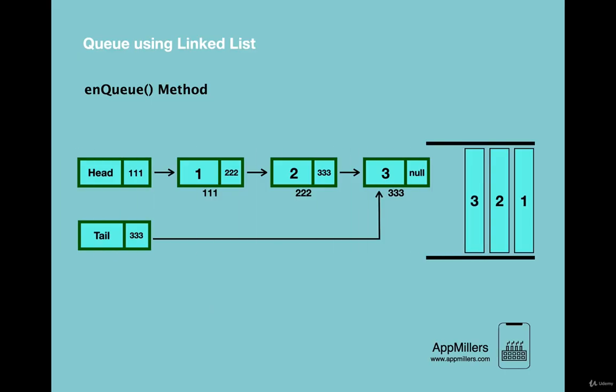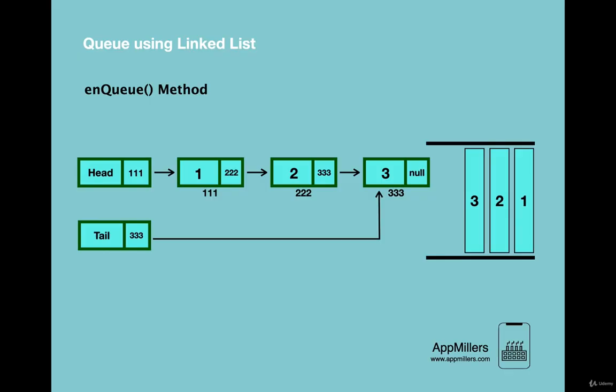Basically, every time we enqueue a node, we are inserting the node at the end of the linked list, because in a queue, when we insert an element, we insert it at the end of the queue. This is how the enqueue operation works in a queue in the case of a linked list.